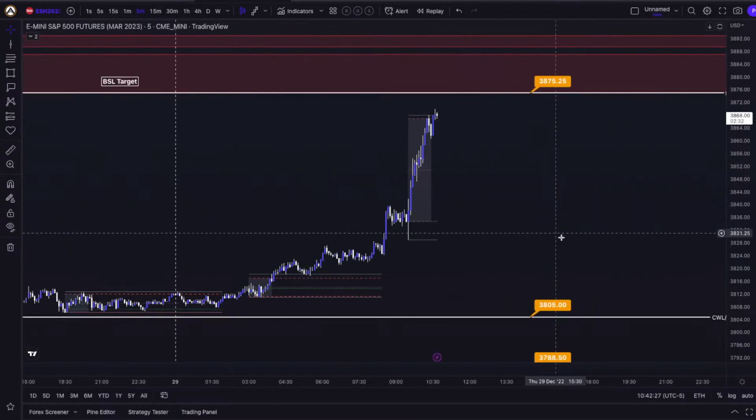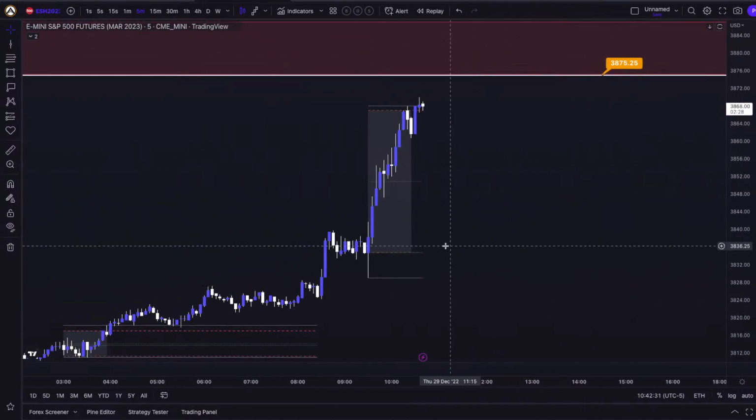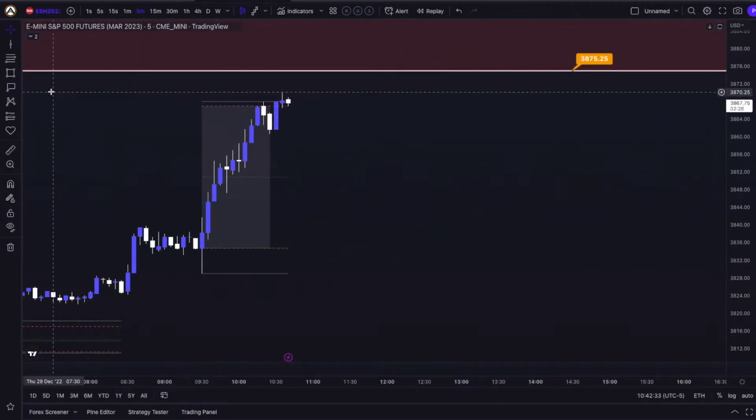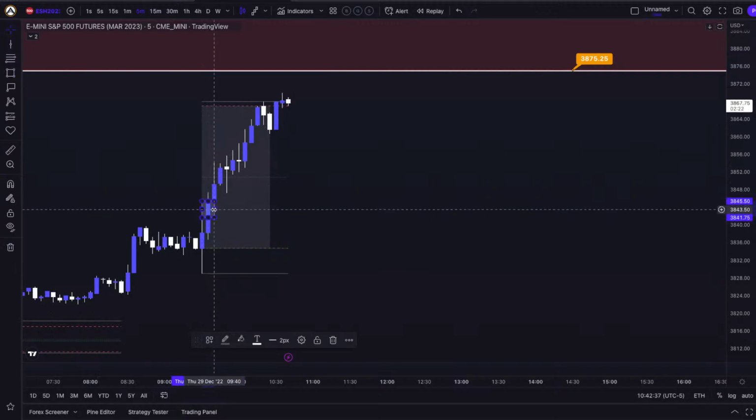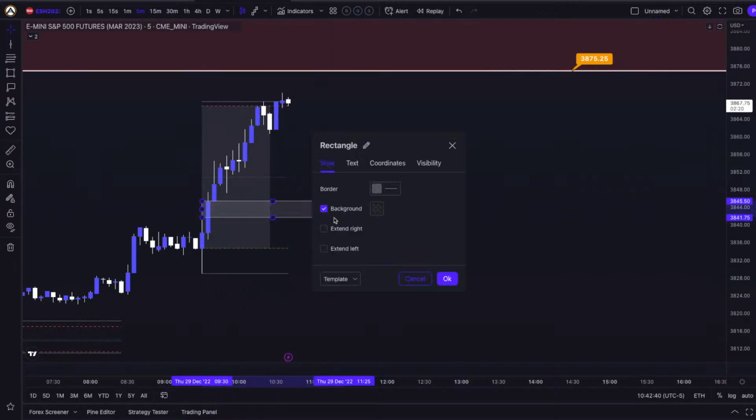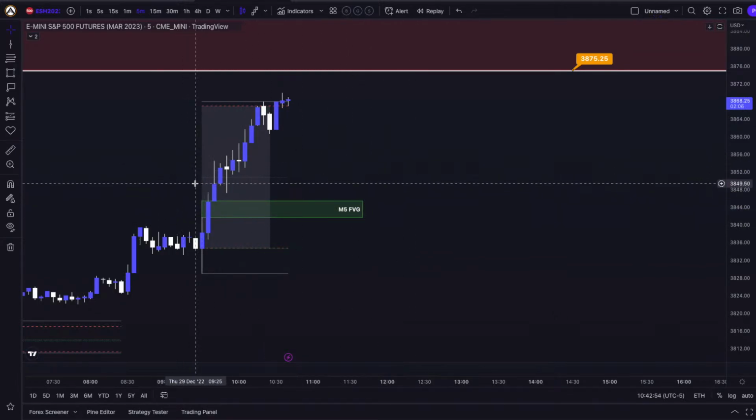Alright, so now if we have a look at what the current RDR range is presenting us, we can continue to draw a few fair value gaps. This time we are looking for bullish fair value gaps right here, which would be an M5 FVG. We are going to color this in a green color for a bullish fair value gap. That's what we're looking at right here.